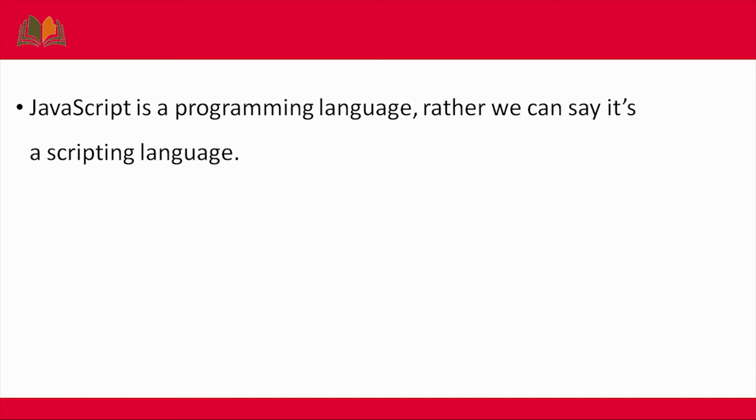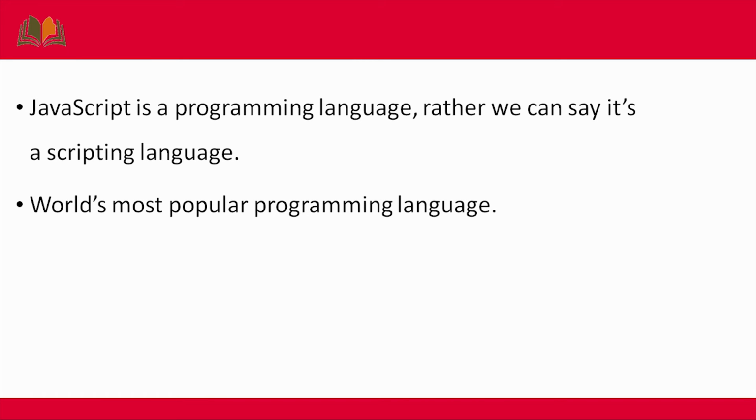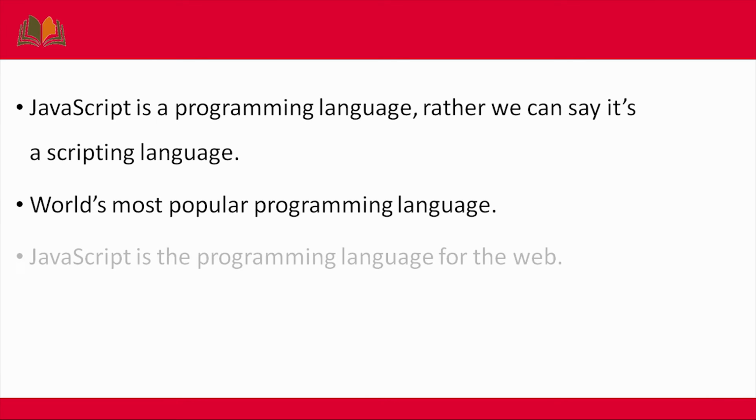Also, we can say it's a programming language too. JavaScript is the world's most popular programming language. JavaScript was invented by Brendan Eich in 1995 and it became an ECMA standard in 1997. For more than 2 decades, it has been a very popular programming language, or even a scripting language. Now, JavaScript is the programming language for the web.